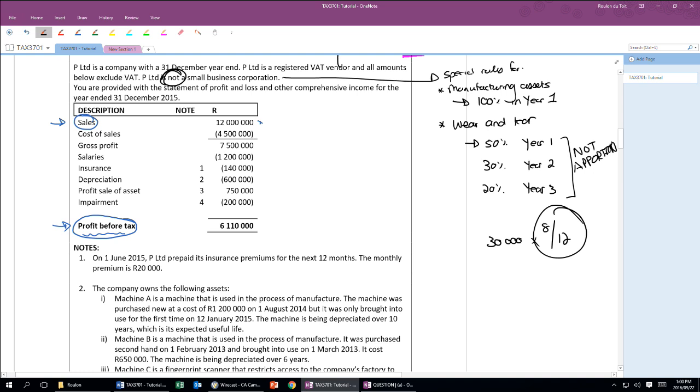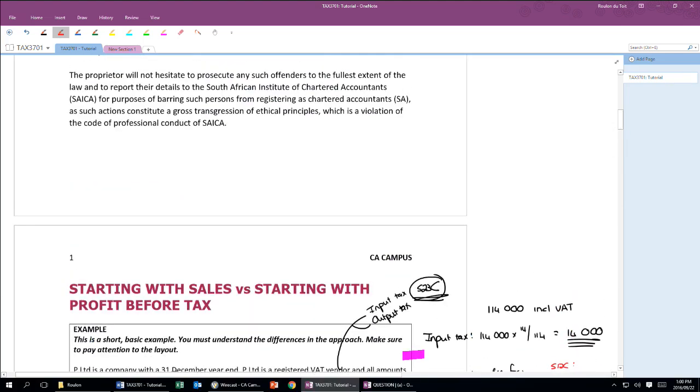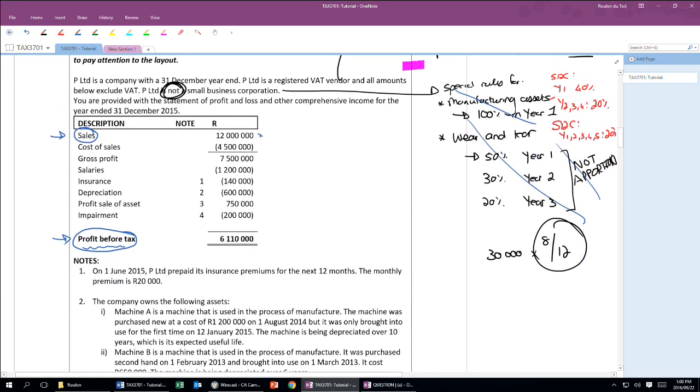Right, so they are not a small business corporation, so it means that these rules which we just discussed over here do not apply to it. What will instead apply if you're not a small business corporation? When it is a manufacturing asset, you will get a Section 12C allowance, and in year 1 you can claim 40% if it's new. Year 2, 3, and 4 you can claim 20%. If it is a second-hand machine under Section 12C, in year 1, 2, 3, 4, and 5 you can then claim 20%. So you don't have the 40%.